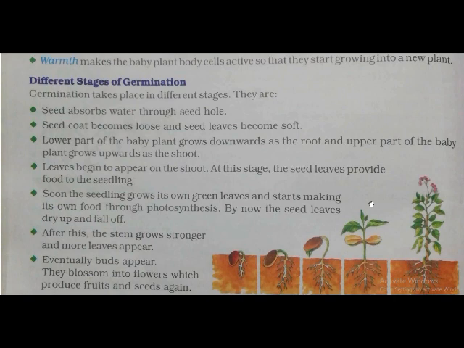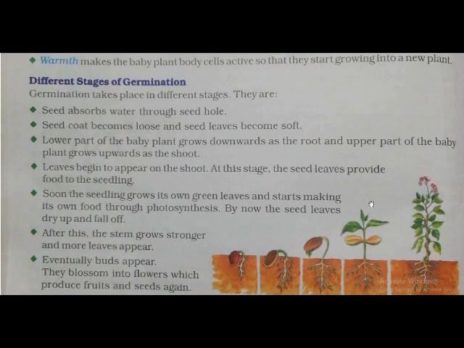Leaves begin to appear on the shoot. At this stage, the seed leaves provide food to the seedling. So when the leaves come out, they go towards the shoot, which is going upward. When the leaves come, they will start giving food to the plant. Soon the seedling grows its own leaves and starts making its own food through photosynthesis. By now the seed leaves dry up and fall off.